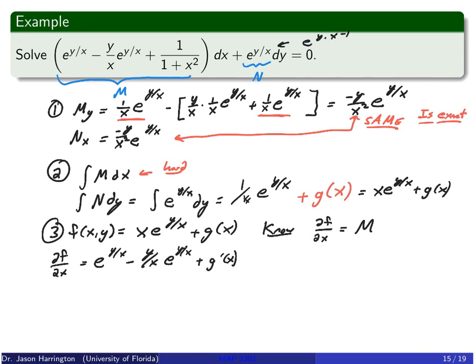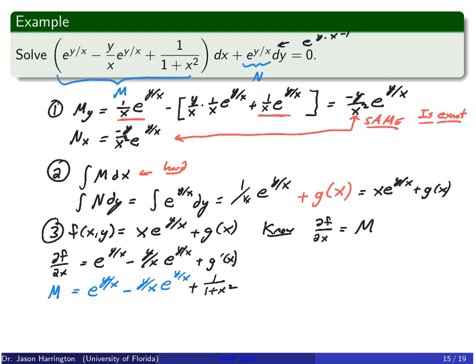And now our M, we have e to the y over x minus y over x e to the y over x plus 1 over 1 plus x squared. So that's just rewriting this big M right here. Now you'll notice, now this is the cool part. We didn't actually have to figure out how to integrate this big beast on this left-hand side here, because basically just knowing this term pretty much gave it to us.